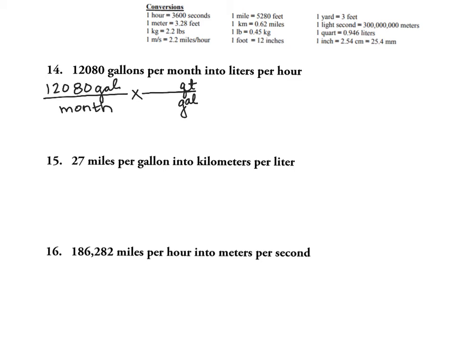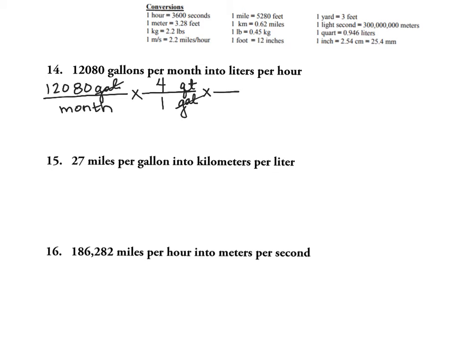And a gallon is bigger than a quart. And I don't know if you guys know this, but it takes 4 quarts to make 1 gallon. So now my gallons will cancel out. And if I were to stop now, my answer would come out in quarts per month, but I got to get those quarts to liters.